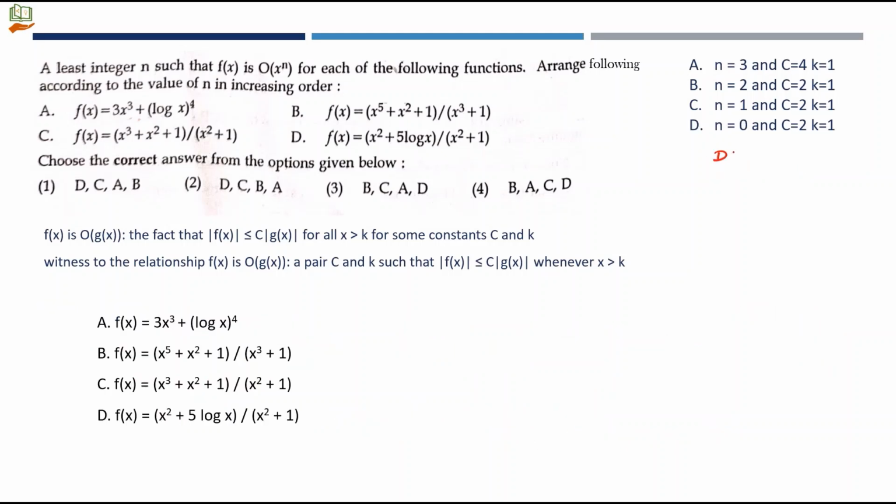What is the order as per the answer? It is D, then C, then B, then A. D, C, B, A is in option number 2. Option 2 will be the right answer.